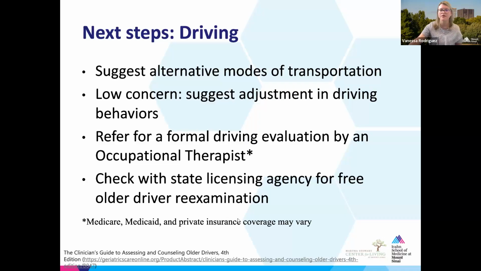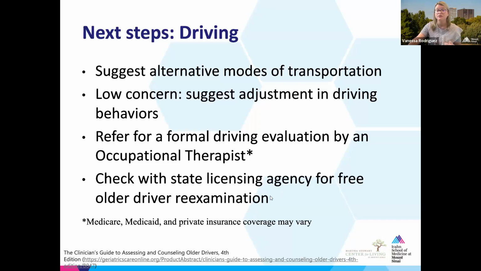For example, if they live in a place, they might need a shuttle to bring them to their appointments, whether it is to take a bus, whether it is to take a taxi, whatever it is, somebody else to take them, to think about those options. If you have low concerns for serious issues, such as dementia, you may suggest adjustments in driving behaviors. For example, not driving in the nighttime, not driving during the rain or peak hours. So making adjustments to the way they're driving to maximize safety.